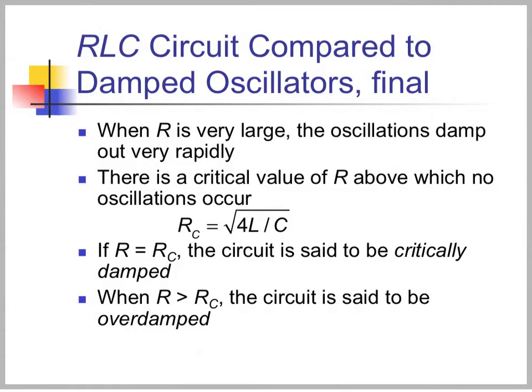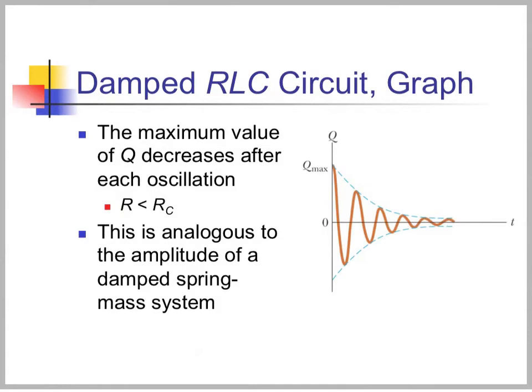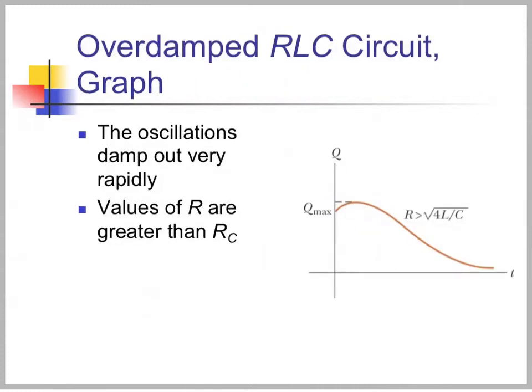So this graph shows an underdamped oscillation. The maximum value of Q decreases after each oscillation, and this is analogous again to the amplitude of a damped mass spring system, where the charge is going to oscillate and get smaller and smaller each time as the resistor pulls energy out of the system. This graph shows an overdamped RLC circuit, where the oscillations damp out rapidly, and so I get a maximum value of charge, and then it just rapidly goes down to 0 and does not oscillate at all.